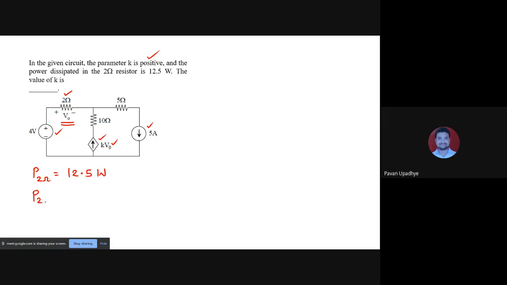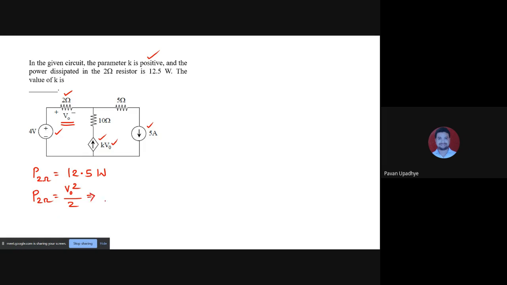But we know P2 ohm can be in this case given as voltage across 2 ohm, and voltage across 2 ohm is V0, square of that divided by 2 ohm. So this is now a known formula to all of you. It is V square by R. So V0 is voltage across 2 ohms.